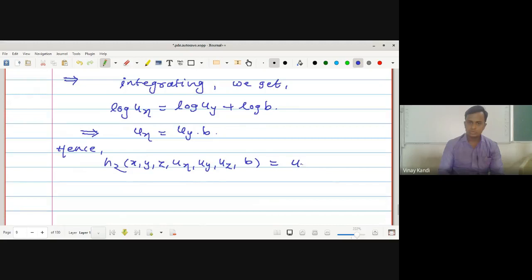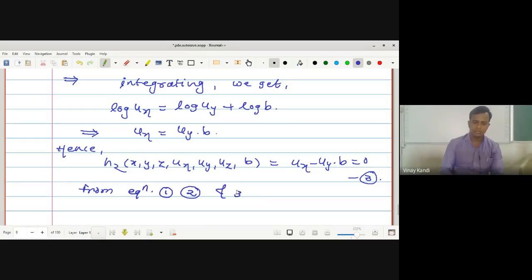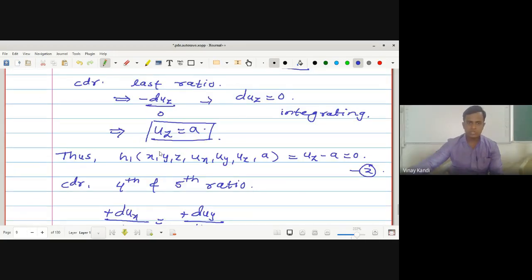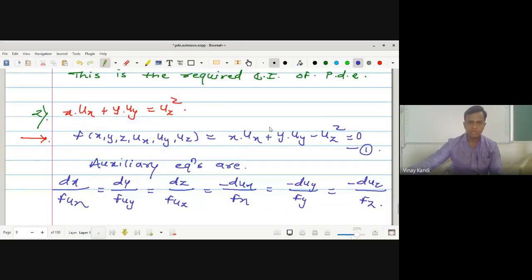ux minus uy into b is equal to 0. So this is equation number 3. Okay, now I have to find the value of ux, uy and uz in terms of x, y, z. Now solve from equations 1, 2 and 3. Putting the value of ux in equation 1, and putting the value of uz in this equation number 1.